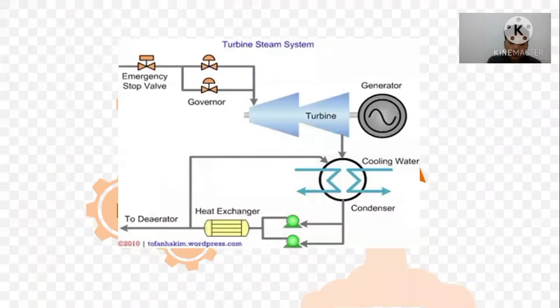Okay, next. And this is a picture of a steam turbine system. And here is a emergency stopper, governor, turbine, generator, cooling water, condenser, heat exchanger, and two director.